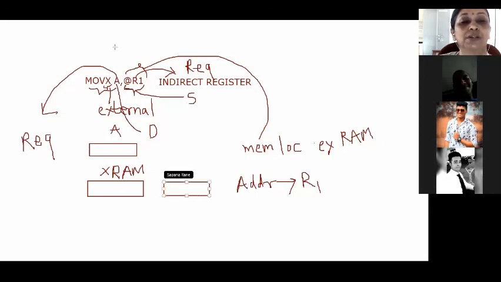This is register R1. Now say register R1 contains 11, so the address of the external RAM is 11. And suppose the data present at 11 is 66. So after execution of this instruction, what will happen? This 66 will go to the accumulator. Are you getting the point?